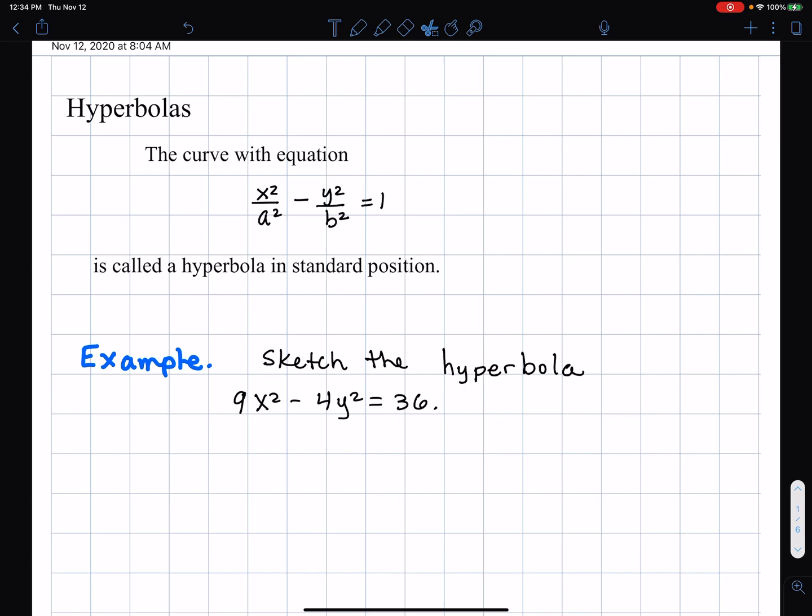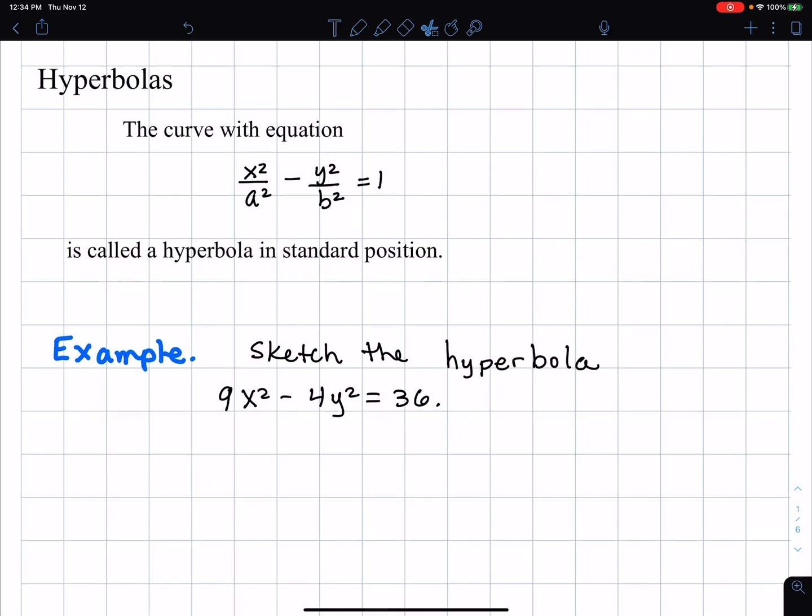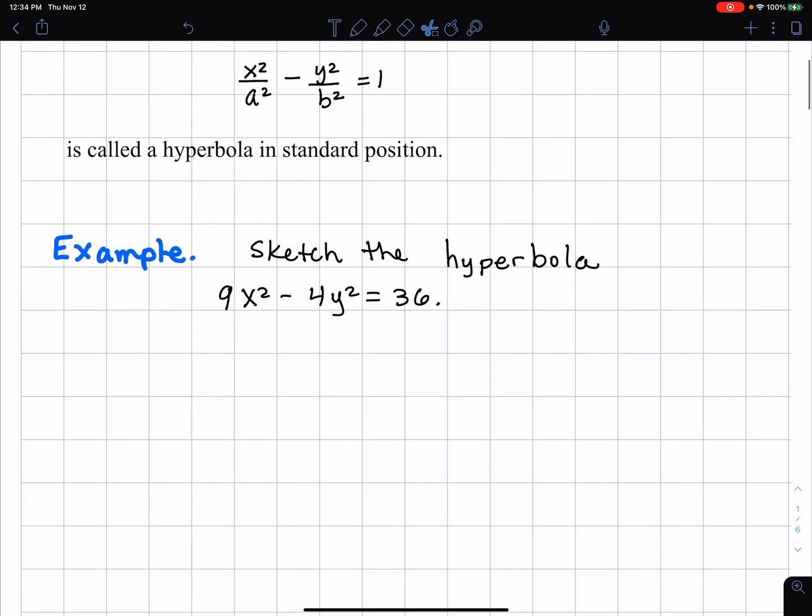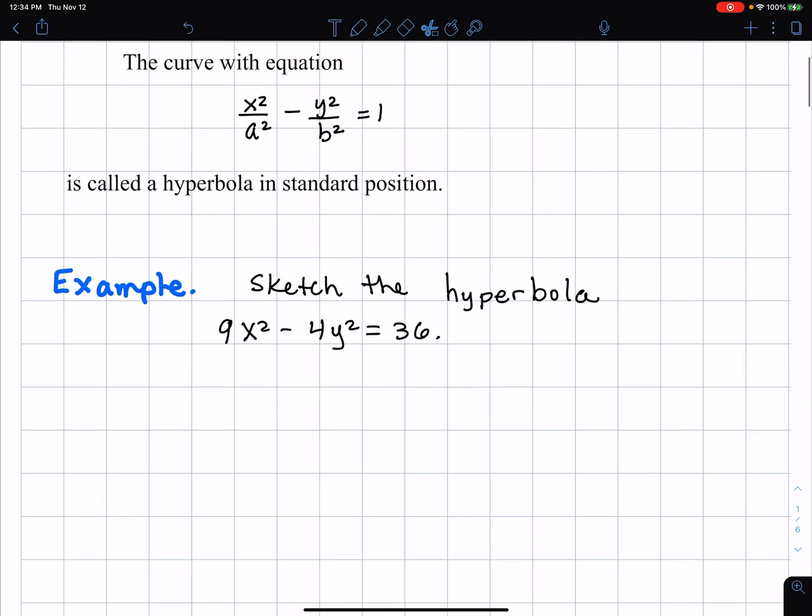So this is standard position. Now, this example I have is not in standard position. I have 9x squared minus 4y squared equals 36. I can still recognize that it's a hyperbola because x is raised to the second power, y is raised to the second power, and between them I have subtraction, so I have a difference. You can sketch this problem without putting it in standard position.